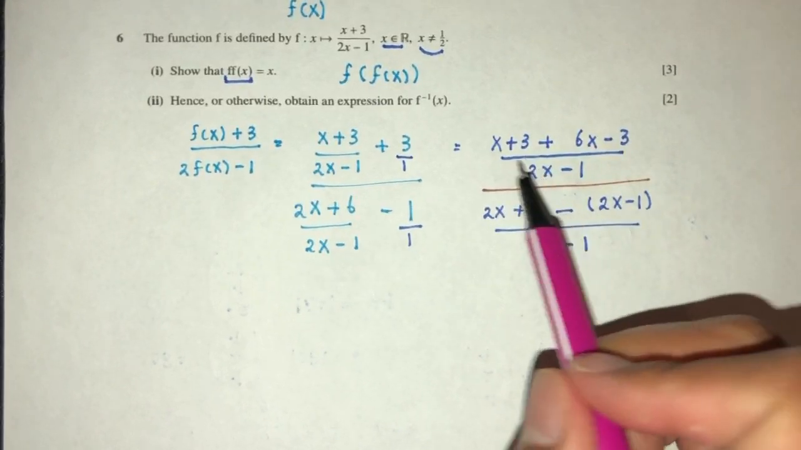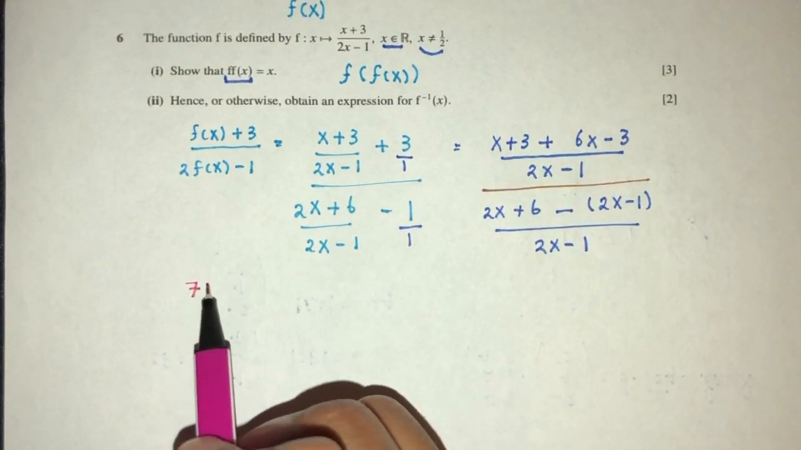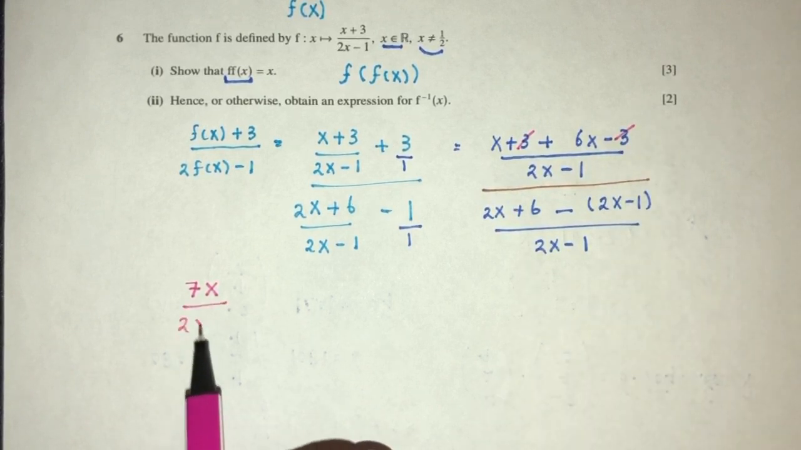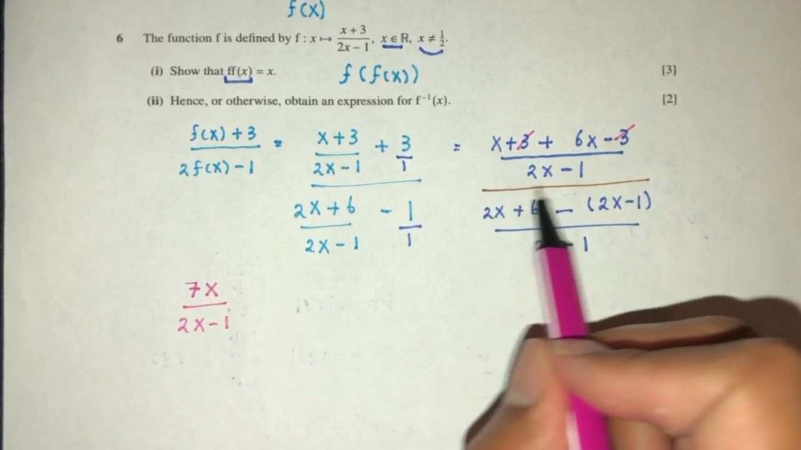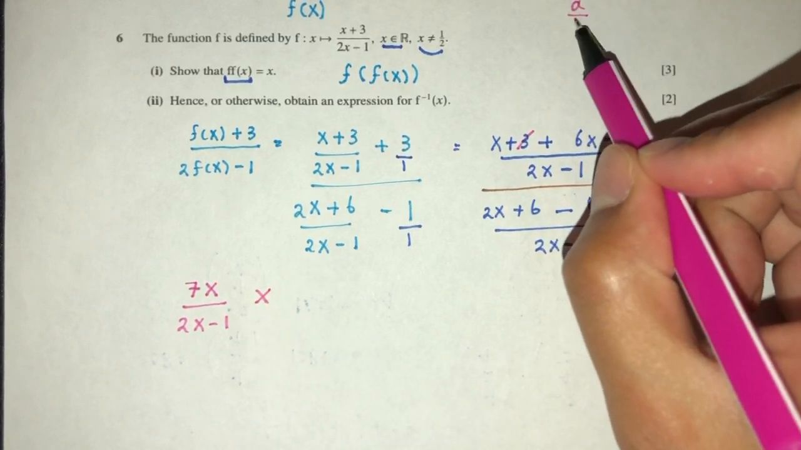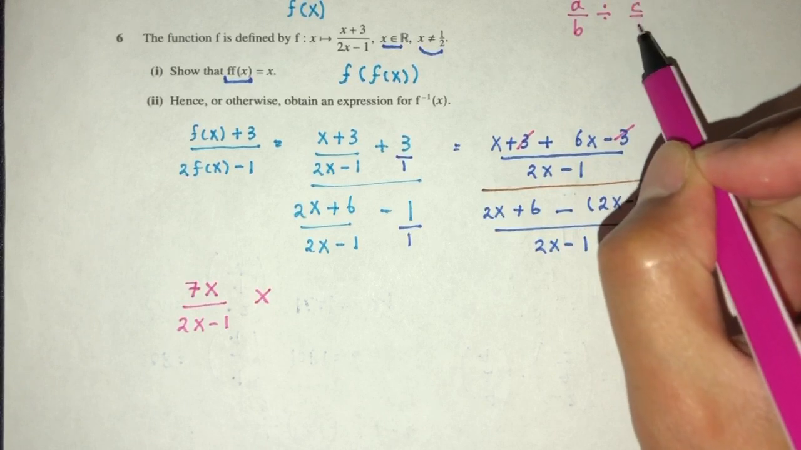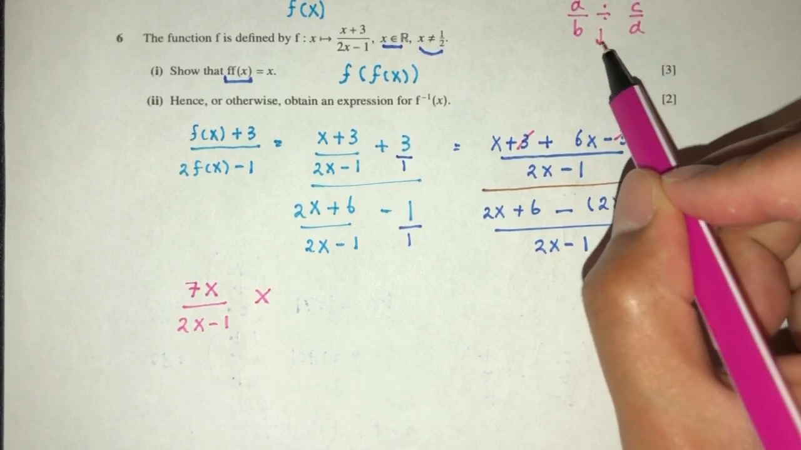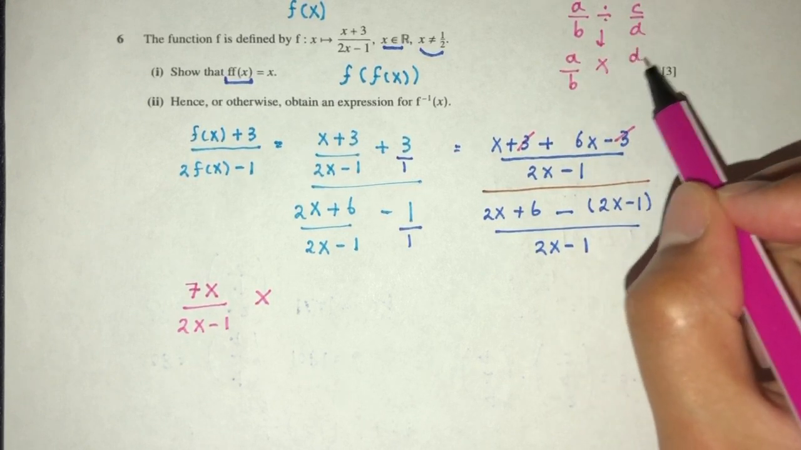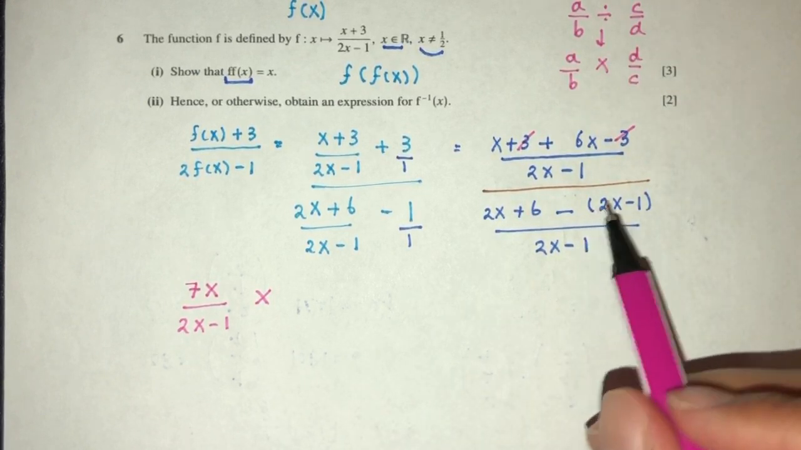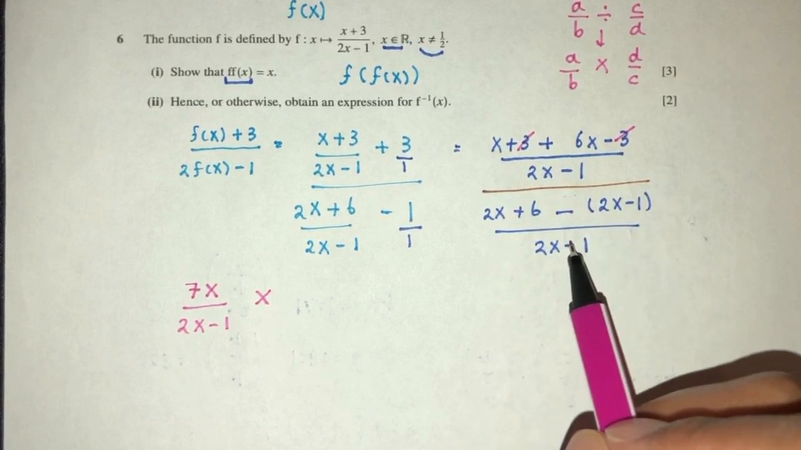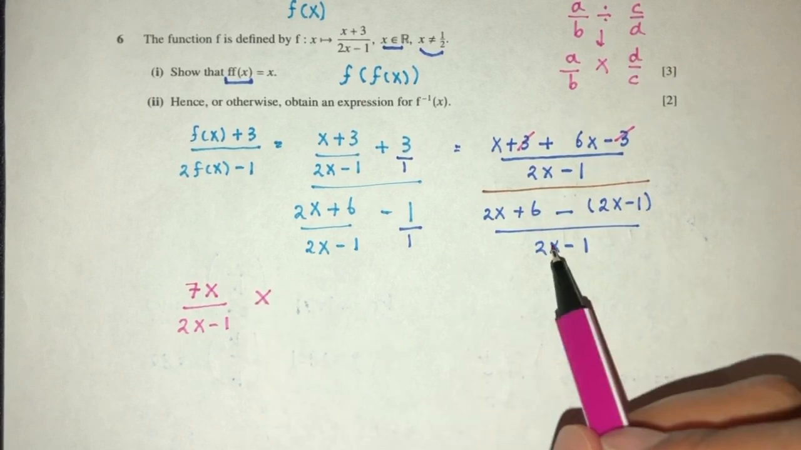On top here, what do we have? x plus 6x, that should be 7x. This will cancel out, and that will be 2x minus 1. And when you have divide, you can just write multiply, right? Remember, when you had a over b divided by c over d, we can change the divide to multiply. So here this is the same, and this will become flipped upside down. Same idea. So when you change the divide to multiply, we have to flip this upside down.